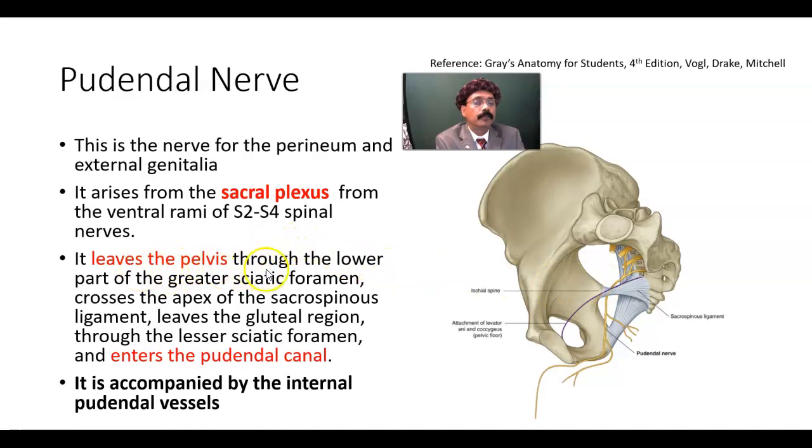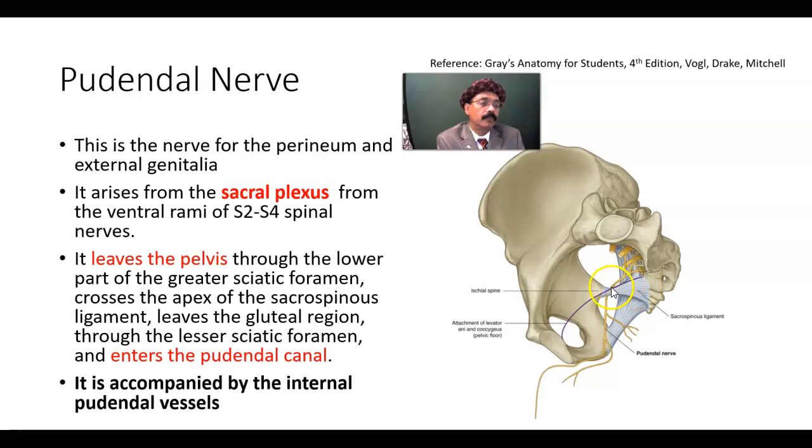It leaves the pelvis through the lower part of the greater sciatic foramen. This is the greater sciatic foramen area. It leaves through the lower part of the greater sciatic foramen, below the piriformis, and it crosses the apex of the sacrospinous ligament.